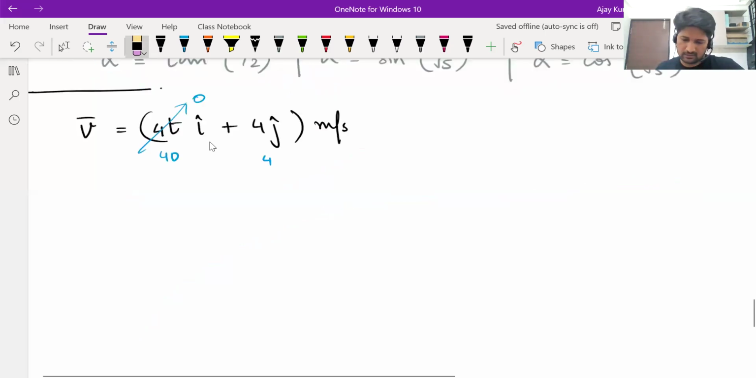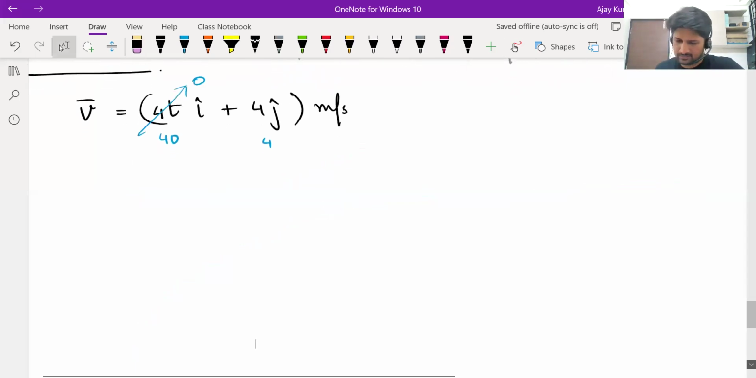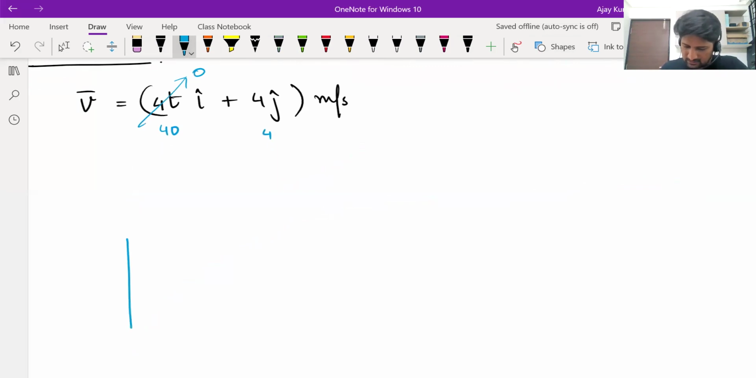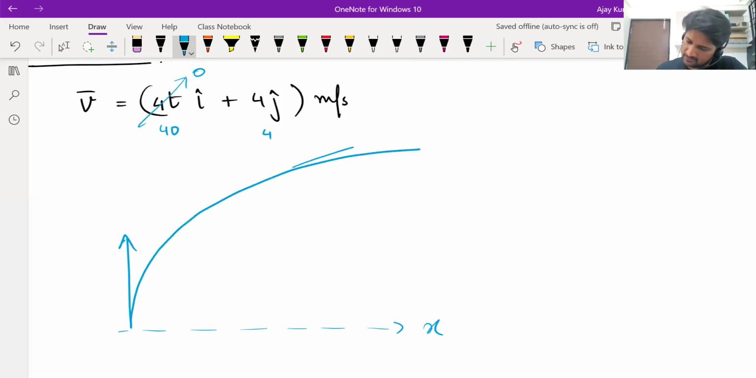So at some time, the velocity vector should be making 45 degrees with the x-axis. Initially, it was making 90 degrees with the x-axis. This is the x-axis. It was moving this way. So initially, it was making 90 degrees. But as the object turns, turns, and turns, the angle made by the velocity vector keeps changing. It keeps tilting to the x direction. So at some moment, at some time, the velocity would have definitely made 45 degrees with the x-axis.